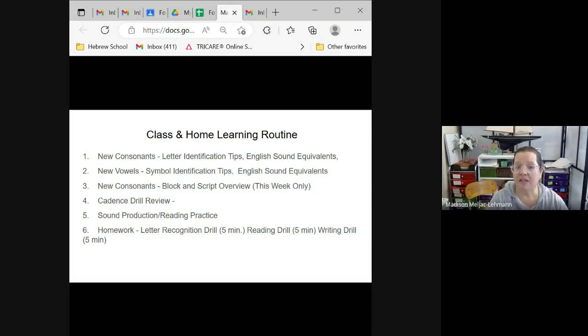New consonants, we're going to talk a little bit about block and script this week because that can cause some confusion with new learners. And we're going to talk about the cadence drill review, which is practicing our reading, and the sound production and reading practice. And then we are going to talk about homework. So every week it's going to be the same.